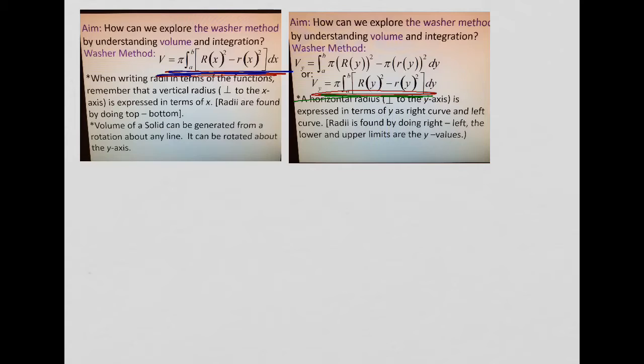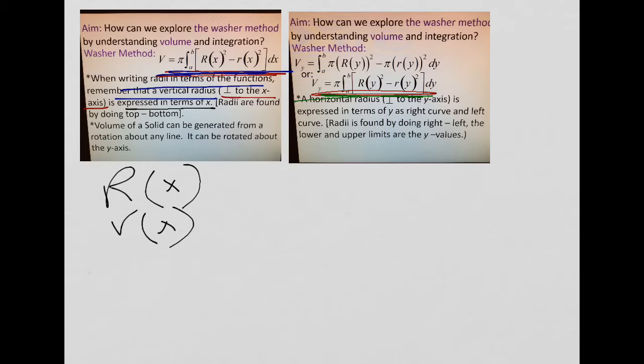Okay, so first off, in our washer method, when we wrote our radii in terms of the functions, we had a vertical radius. We have vertical cross sections. That means our radius was perpendicular to the x-axis, so we're able to express our radii in terms of x. We found these by doing top minus bottom. This is important to remember because that's going to change pretty soon.